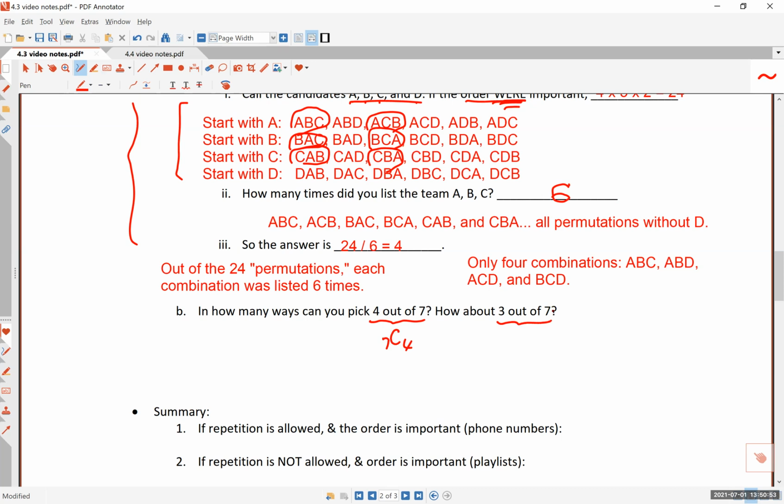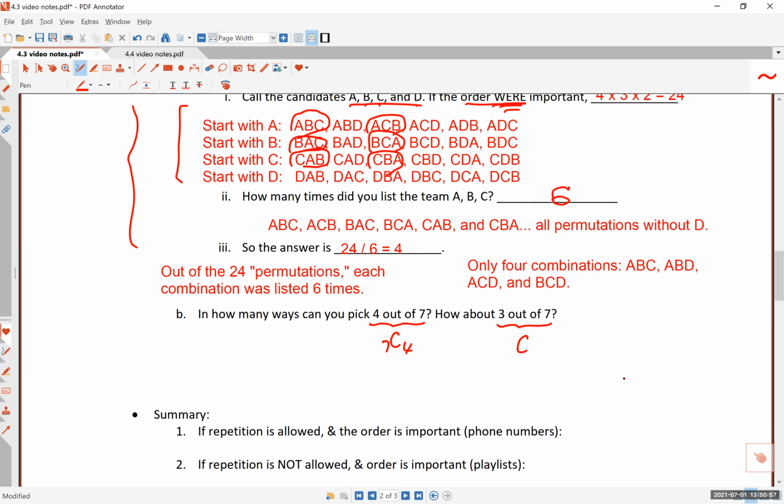How about how many ways can you choose 3 out of 7? This is the number of ways to choose 3 out of 7. That's C with 7 here and 3 here. We read this as 7 choose 3. The 7 choose 3 is the answer for the second one, and 7 choose 4 is the answer for the first question here. All right, let's do the first one first.